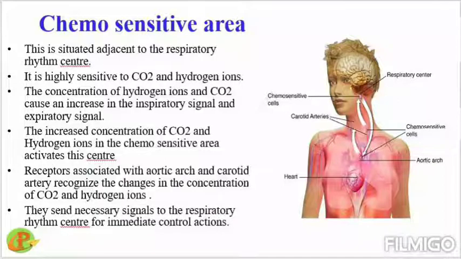They give signals to the chemosensitive area. Now the chemosensitive area sends signals to the respiratory rhythm center, and that is how our respiration is controlled. The respiratory rhythm center then provides signals to have deep breaths or to release the air as soon as possible, as the carbon dioxide content is getting more and more inside our body.